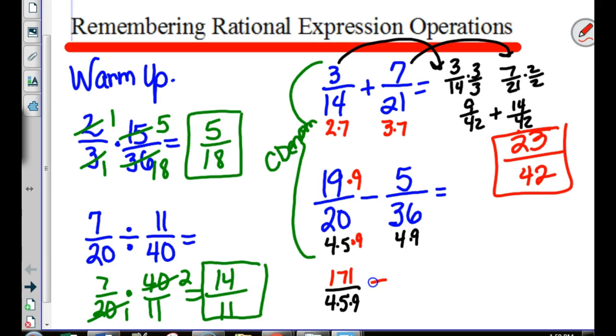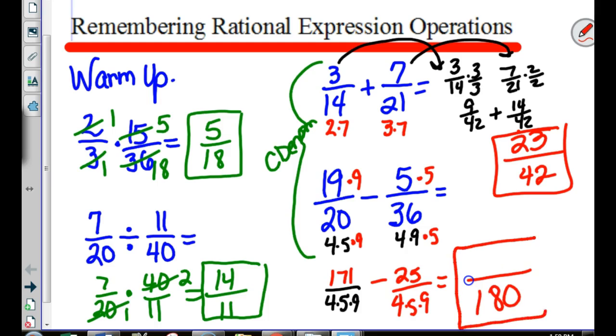Okay. Over here, this one had a 4 and a 9, so it needs a 5 on the top and the bottom. So we wind up with minus 25 over 4 times 5 times 9. 171 minus 25, anybody? 146, which would then reduce, but I just don't care. Okay, close enough. We got as far as getting a common denominator.